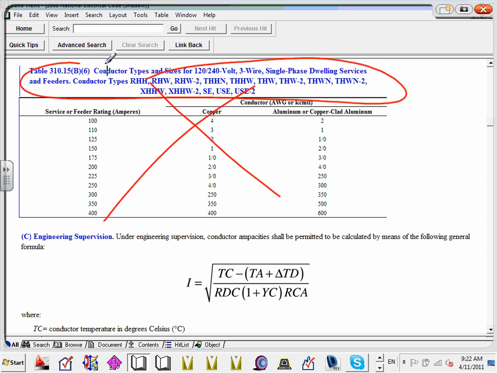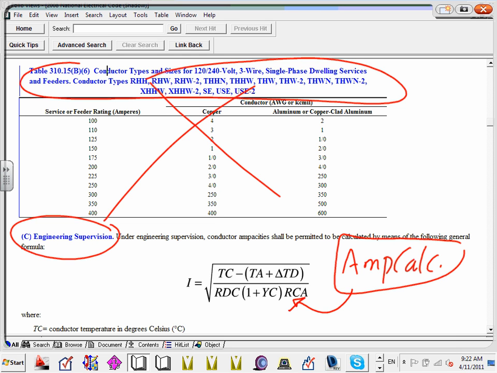Engineering supervision, guys. Under engineering supervision, conductor ampacity shall be permitted to be calculated by means of the following general formula. I want to bring this one to your attention. Now we are in commercial industrial. Please pay attention, even if you're sleeping on Chad this time. You see this formula, guys? There's a software called AmpCalc. You can research it, AmpCalc. You'll find it. It's $1,000. I believe this is how it's spelled. They use this formula, guys.